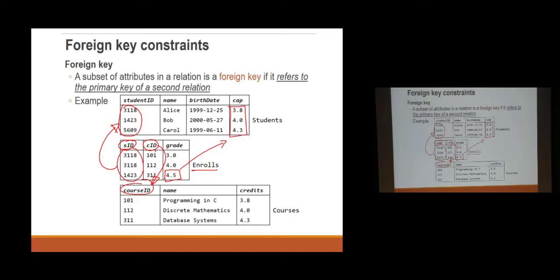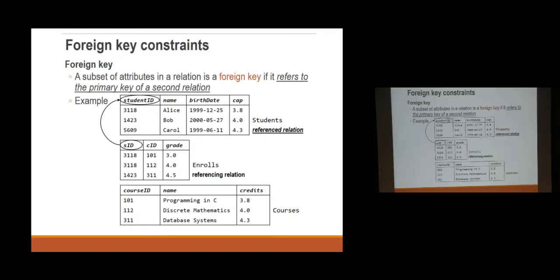Okay? So a few terminologies. If you do this, that means the students table is what we call a reference relation. It is being referenced. The enrolls is the referencing relation. Okay? And between the CID and the course ID is this. These are the relationships.